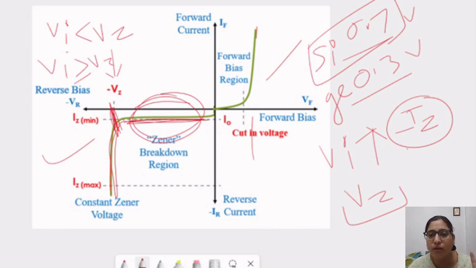It means the diode functioning is over, at the maximum power rating it can handle, which is also mentioned. How much maximum power the diode can handle is also written. Beyond that it will rupture and your circuit will not work.